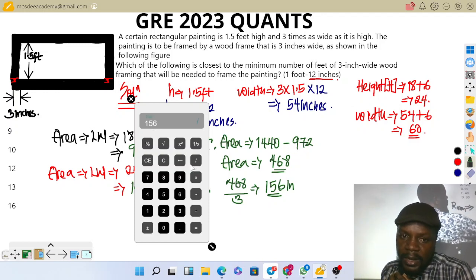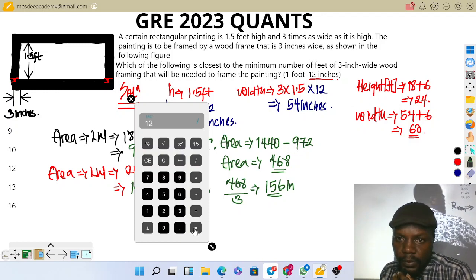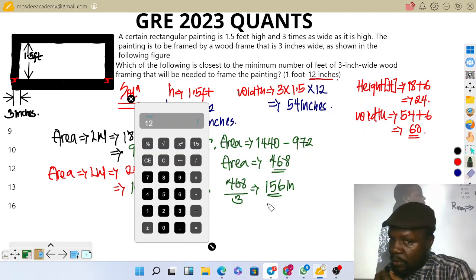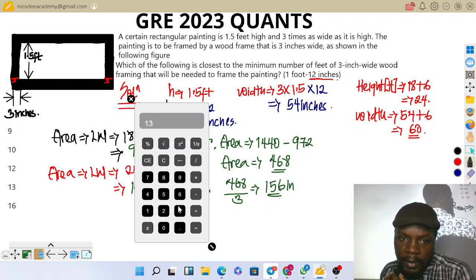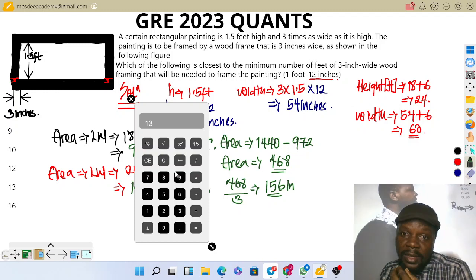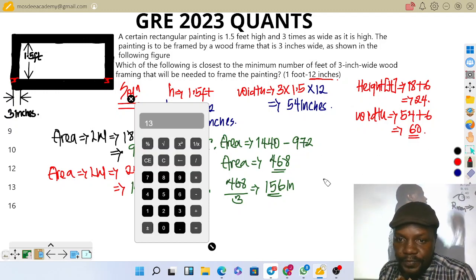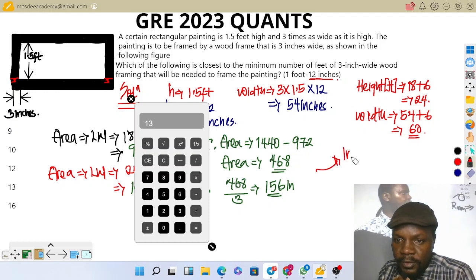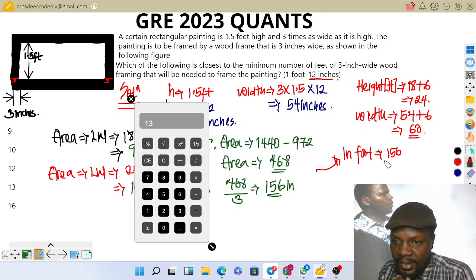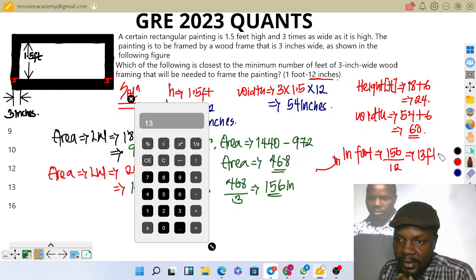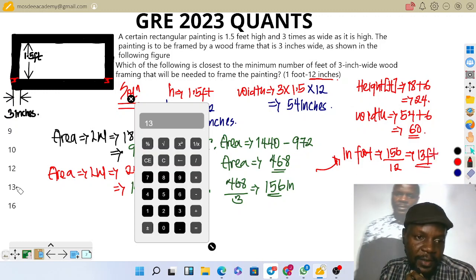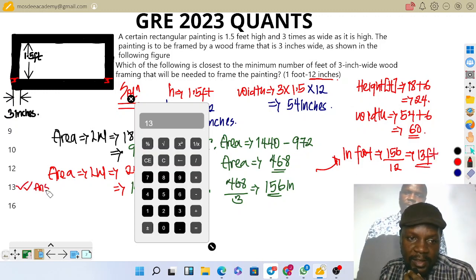So if I divide this by 12 to get the value in terms of feet, I'm converting inches to feet. So I'm having 13 across the board. It's an exact value. So the correct answer in feet is 156 divided by 12, and that is 13 feet. So as you can see, 13 feet is this, and that is the answer to that question.